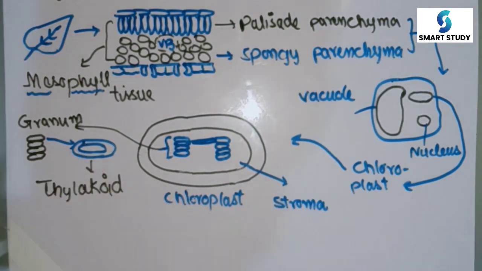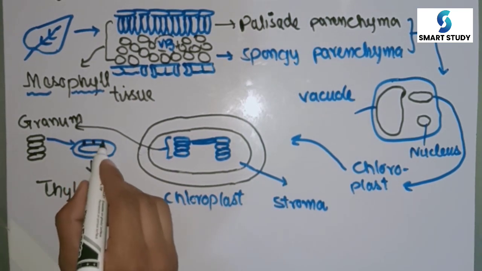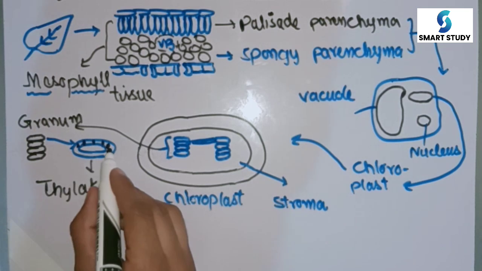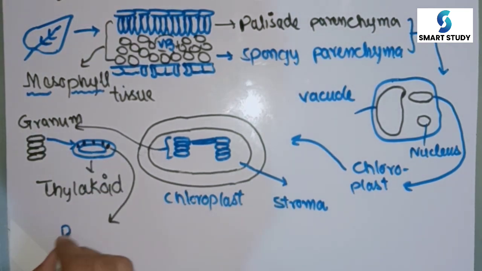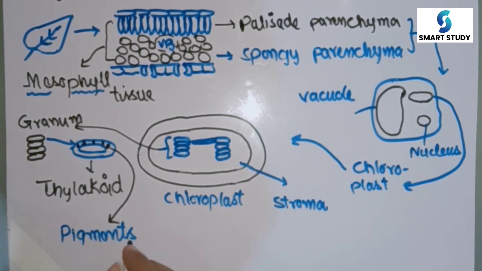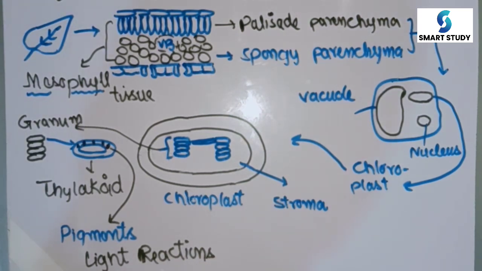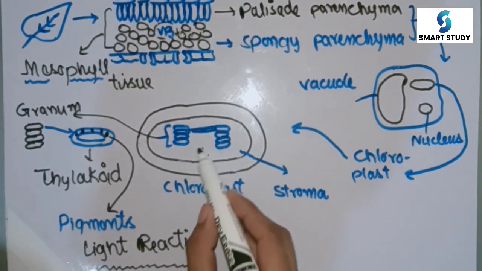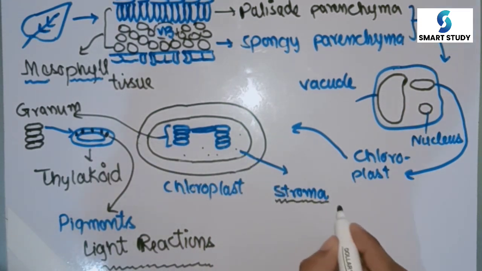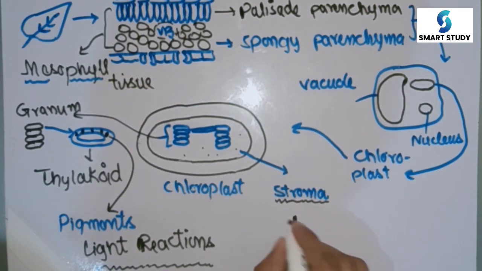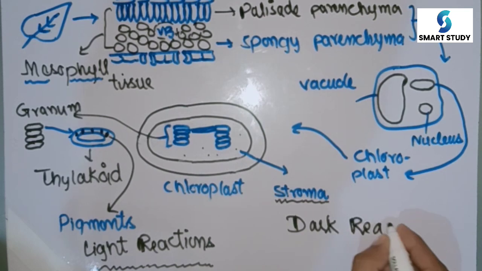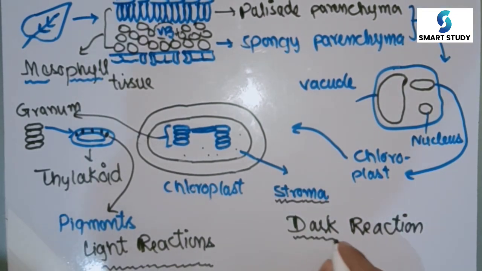This thylakoid contains different pigments. These pigments, which capture light, are present in the membrane of the thylakoid. These are photosynthetic pigments. So we can say that the light reaction of photosynthesis takes place in the membrane of thylakoid, because in the membrane of thylakoid we can find different photosynthetic pigments to capture light. Different types of enzymes are present in the stroma which take part in the dark reaction. So we say that the dark reaction of photosynthesis takes place in the stroma.